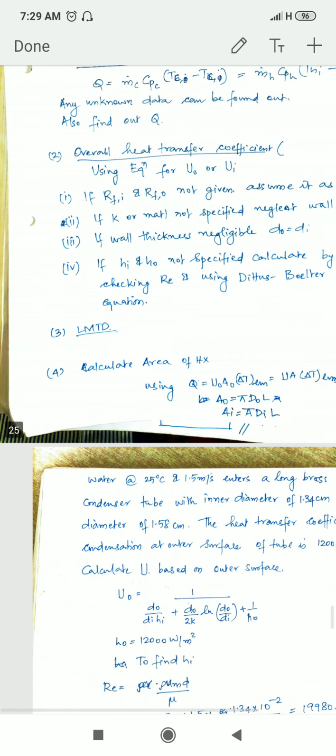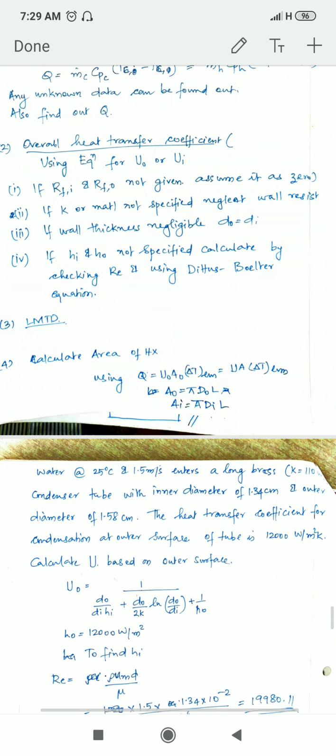Okay, so the next step is finding out the LMTD. LMTD we can find out by using the equation. We have already derived the equations, right? So LMTD we can find out knowing the orientation of flow, or the flow arrangement. If we know, we can find out the LMTD, right?